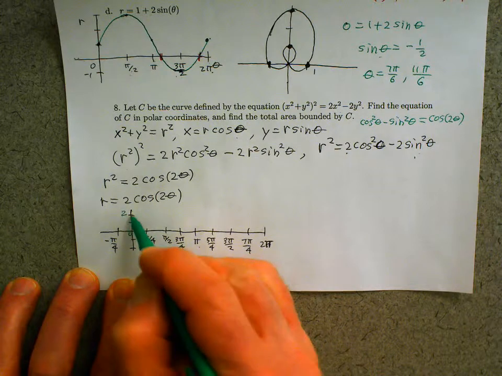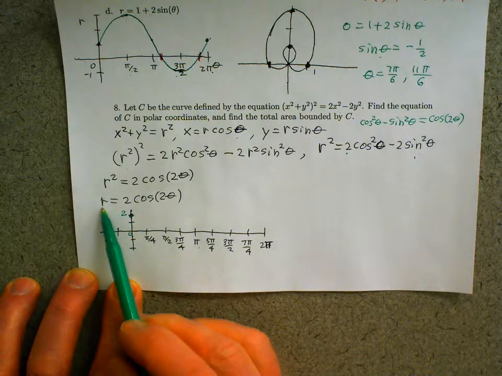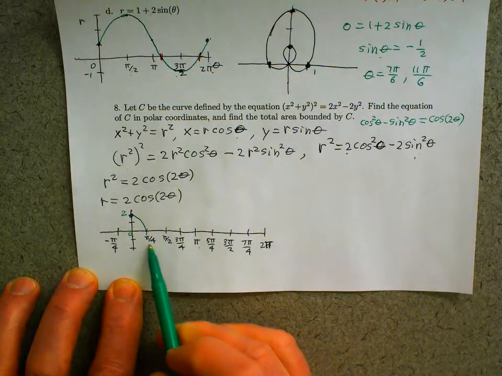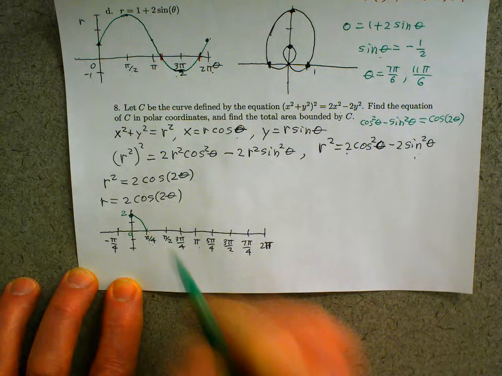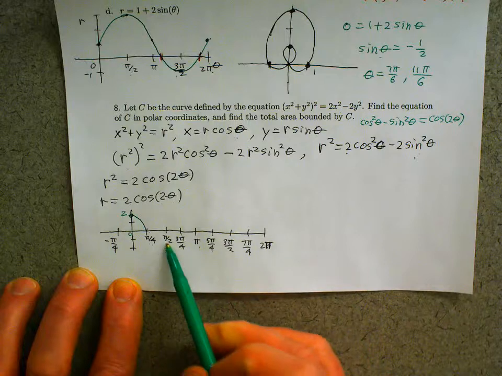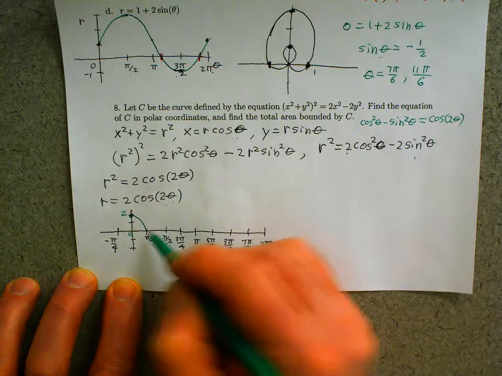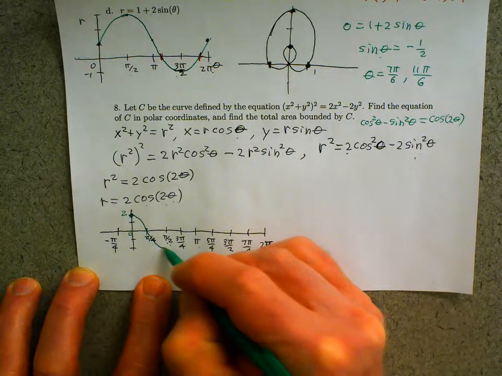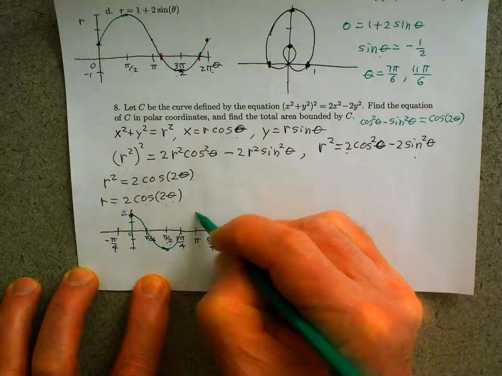We start out at when theta is 0, the r value is 2. At pi over 4, 2 times pi over 4 is pi over 2. Cosine of pi over 2 is 0. Then at pi over 2, 2 times pi over 2 is pi. Cosine of pi is negative 1, so we have negative 2 down here. And then we'll just sketch the rest of this graph.